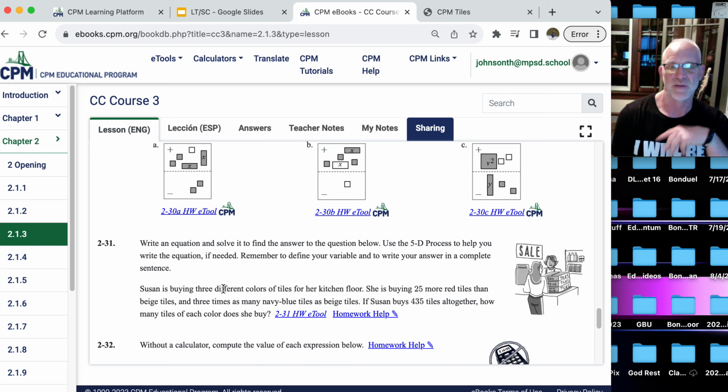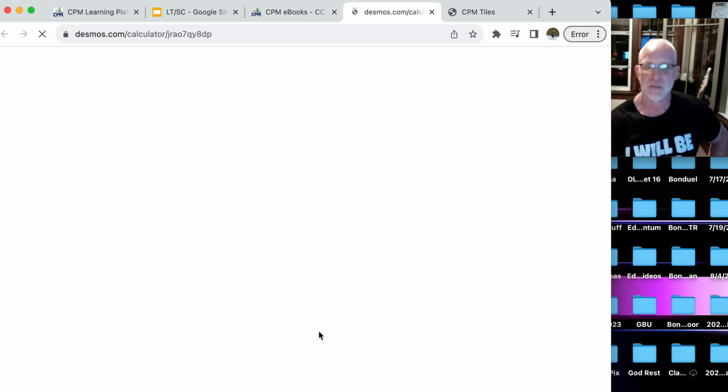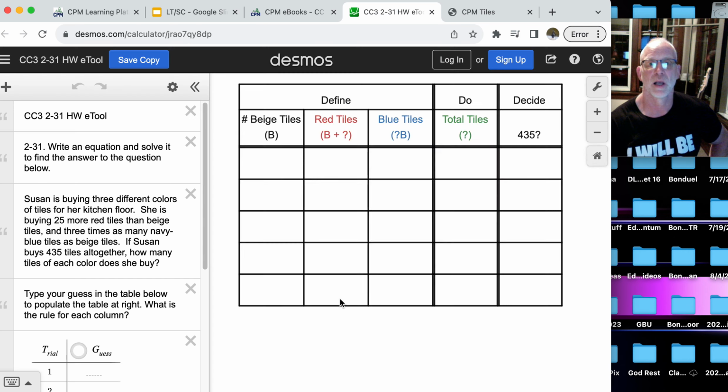Susan is buying 3 different colors of tiles for her kitchen floor. She's buying 25 more red tiles than beige tiles and 3 times as many navy blue tiles as beige tiles. If she buys 435 altogether, how many of each tile does she buy? Let's see what this tool looks like. Well, that's kind of cool. They set your graph up right here. I like it. Define, do, decide. That is so cool. You're getting so much help here, friends.